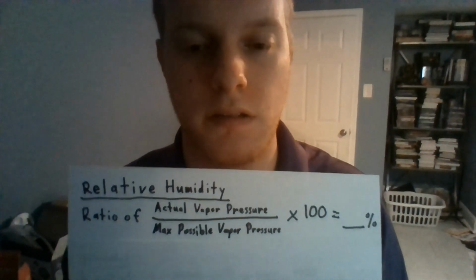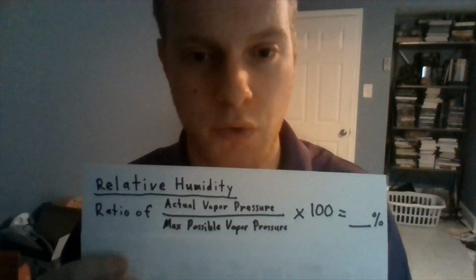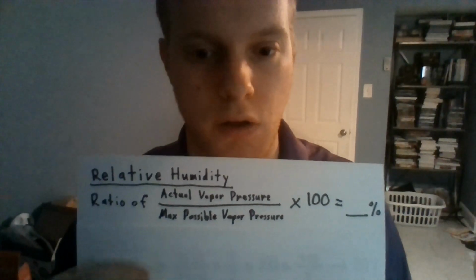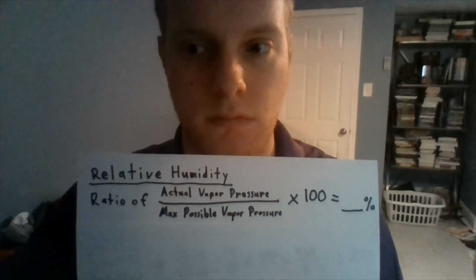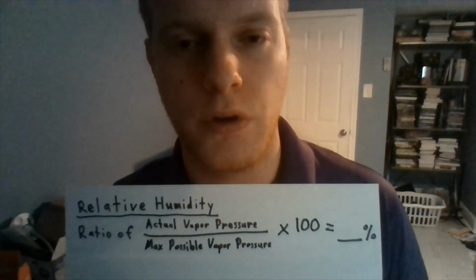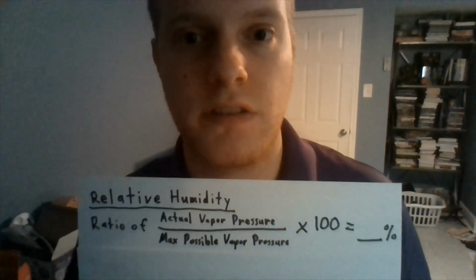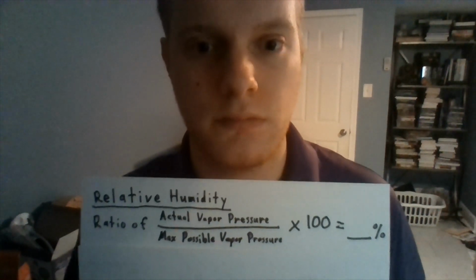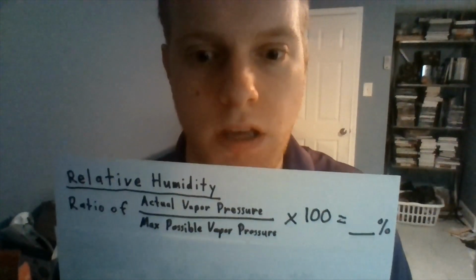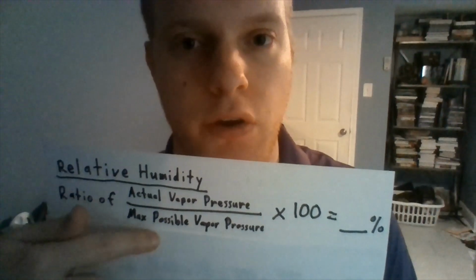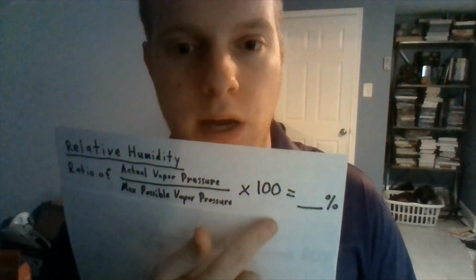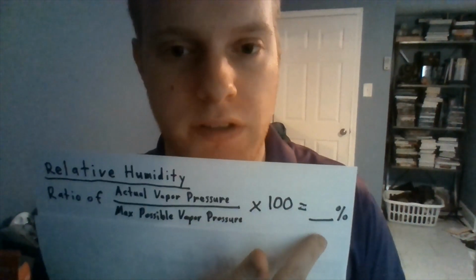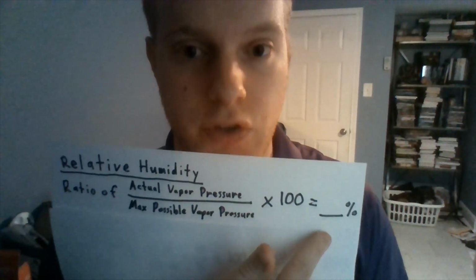Relative humidity is a ratio of the actual vapor pressure in the air over the maximum possible vapor pressure of that air. In other words, this is how close the air is to reaching full saturation. So this will give us a ratio fraction. We take that fraction and simply multiply it by 100 to get the final relative humidity percentage. And I'll show you a few example problems of that now.